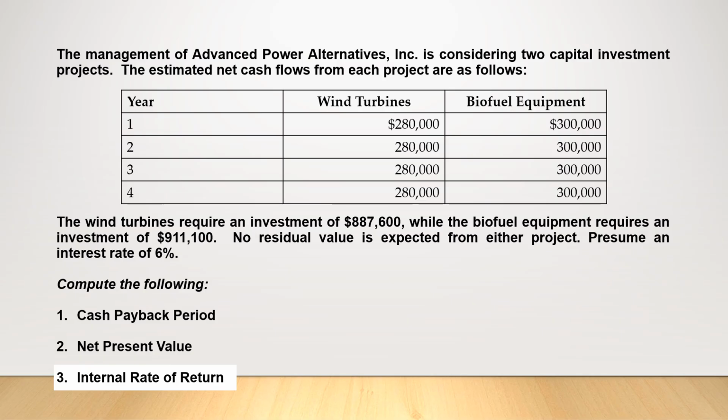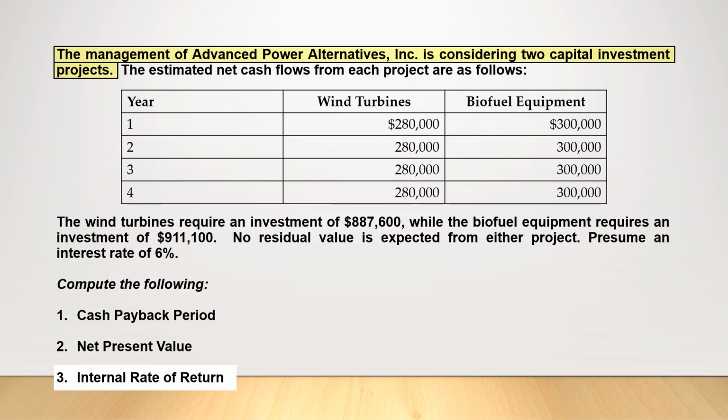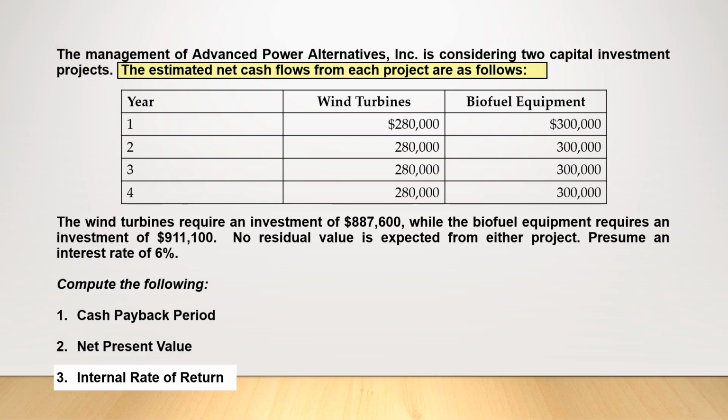Turn to page 10 to look at our final problem. The management of Advanced Power Alternatives is considering two capital investment projects. The estimated net cash flows from each project are as follows. The first column indicates that these are both 4-year projects. The second column shows that the wind turbines project generates a consistent $280,000 a year.